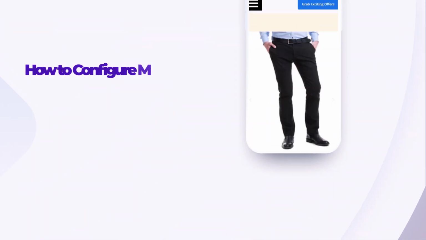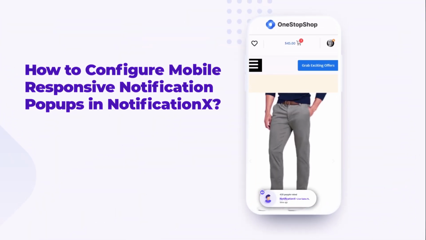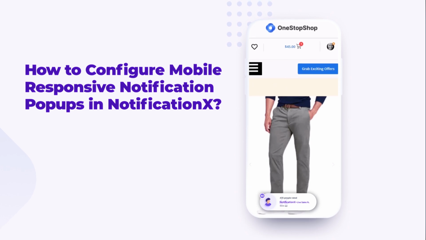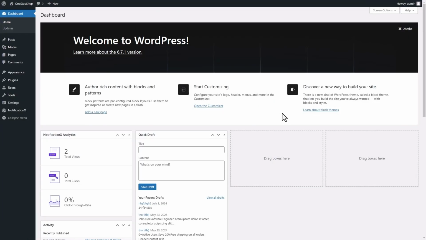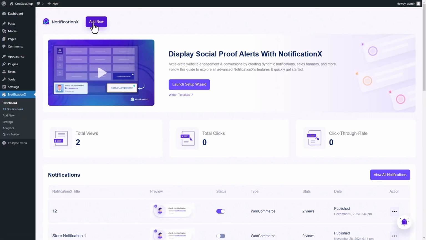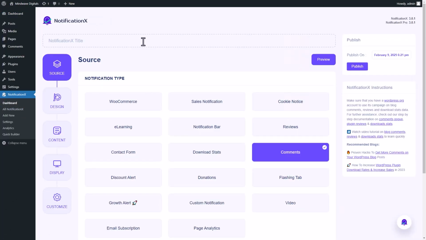Hey everyone, in this video we are going to learn how to configure mobile responsive notification pop-ups using Notification X. Make sure you have installed and activated both the free and pro versions of the Notification X plugin. From your WordPress dashboard, navigate to Notification X dashboard and click on Add New button to create a new notification.